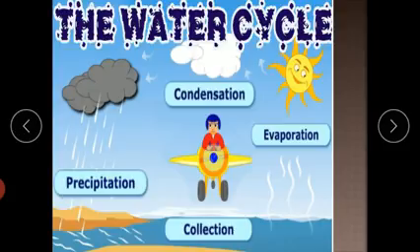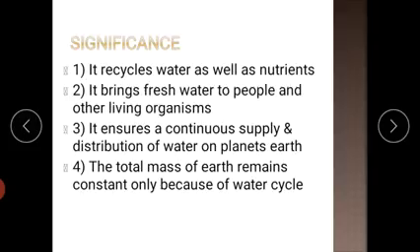Now we are discussing the importance of the water cycle, or the significance of the water cycle. The first importance is that water is recycled again and again, so the nutrients present in the water are also recycled. Second, it brings fresh water to people and living organisms. The third point, it ensures the continuous supply and distribution of water on the planet Earth. And the fourth one is that the total mass of the Earth remains constant only because of the water cycle, because water comes again and again to the Earth, then goes back to the atmosphere, so it maintains the total mass of the Earth.